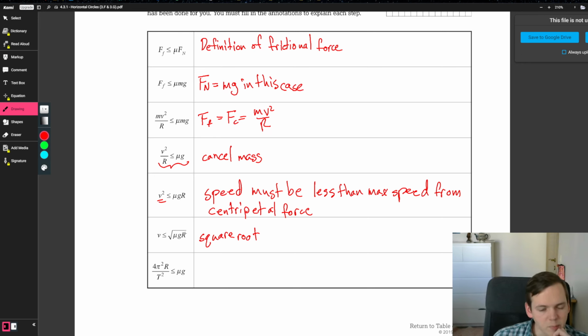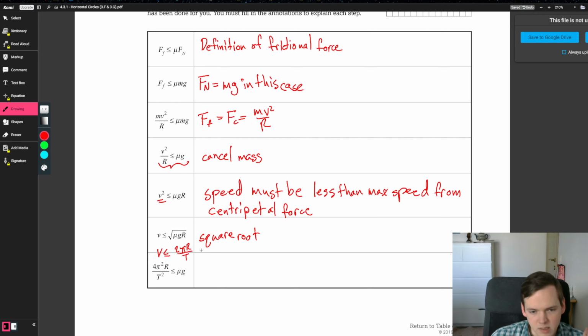They're missing a step here that does not help, because I think this step right here is not particularly clear. I think there's an error in this text. They're missing a step. What we need to know is that v has to also be less than or equal to 2 pi r over t.